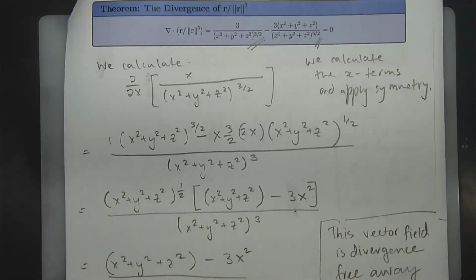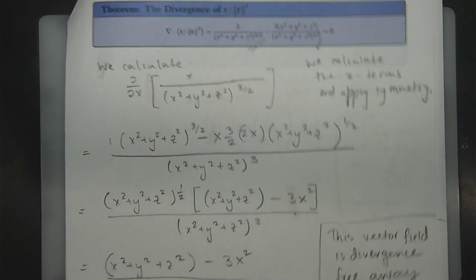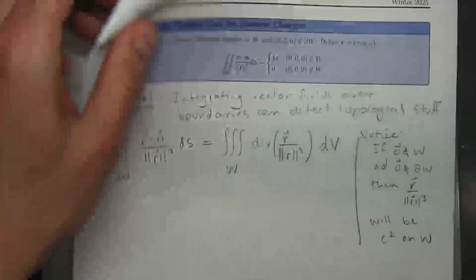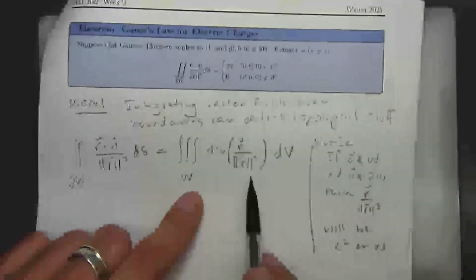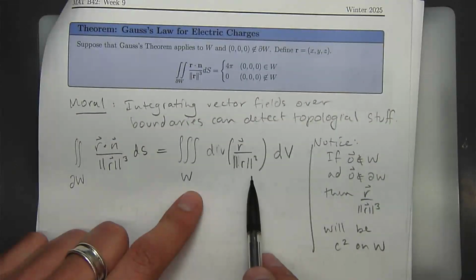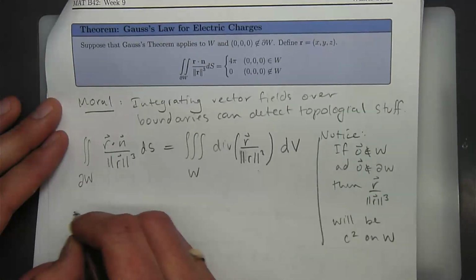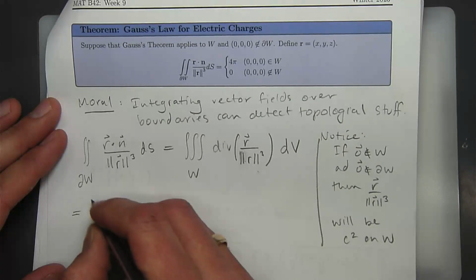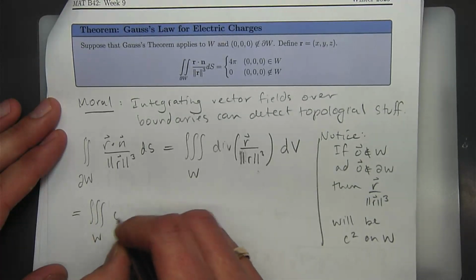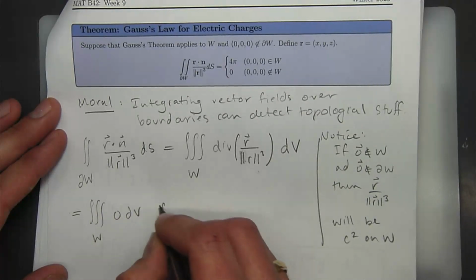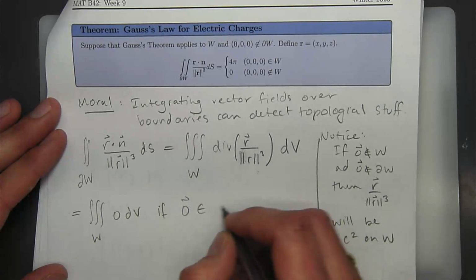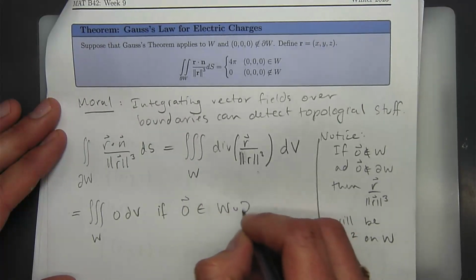Okay, cool. So away from the origin, we're divergence free. Love it. All right, so coming back here, we know that our divergence is now 0. So this will be equal to the integral of 0 dV if the origin is not contained in W or its boundary.